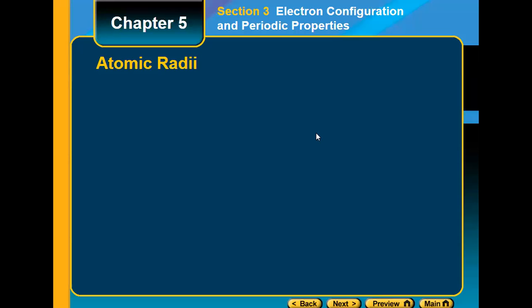Good morning, guys. Today, inshallah, we're going to continue chapter 5, section 3. We're still talking about the gradation of some physical properties of elements in the periodic table. So, last time we already studied three properties.